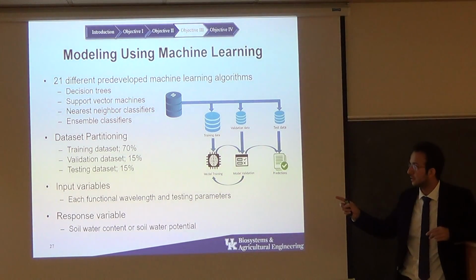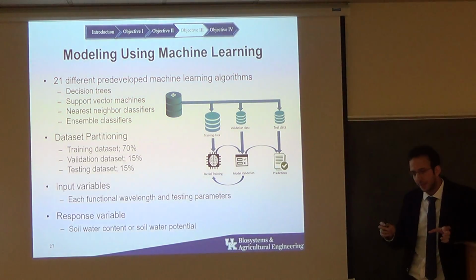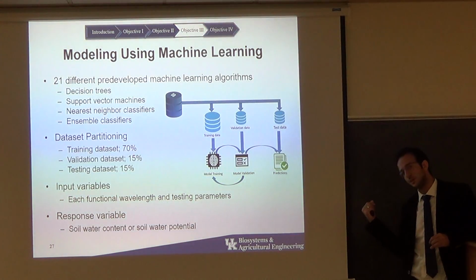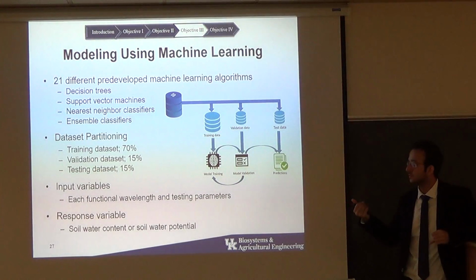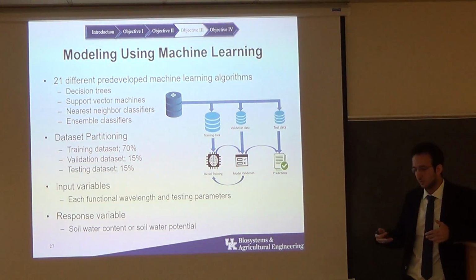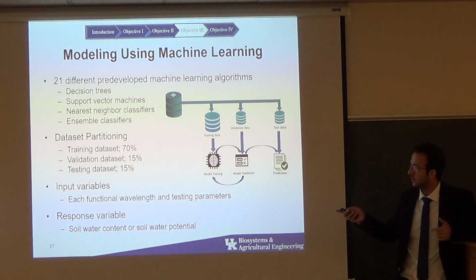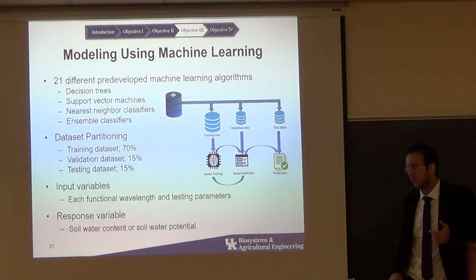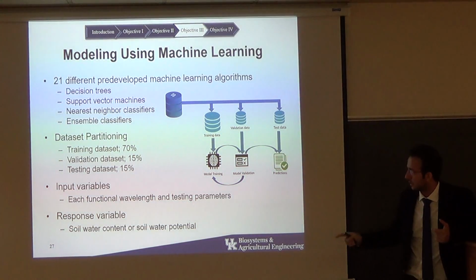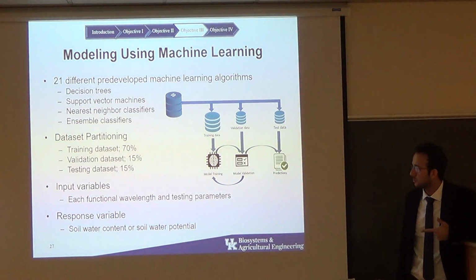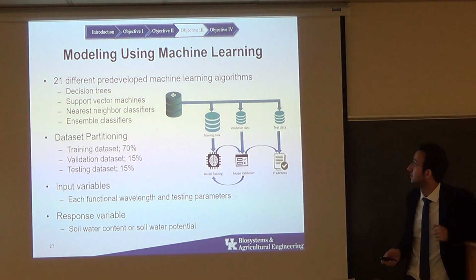While the training is ongoing, the validation data set verifies whether any increase in the accuracy on the training data set yields an increase on the validation data set or not. If it's not the case, it stops the training, so it avoids overfitting. And the testing data set is to test the predictive power of our model. The input variables here will be the different wavelengths, and the response variable will be the soil water content.